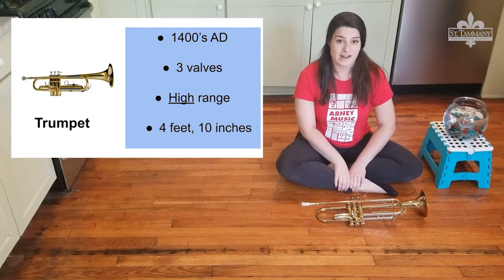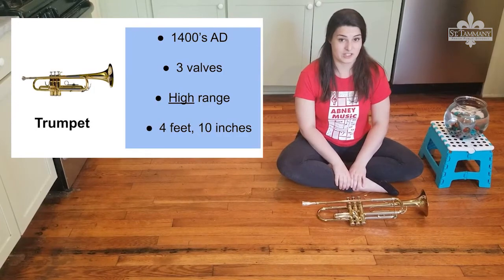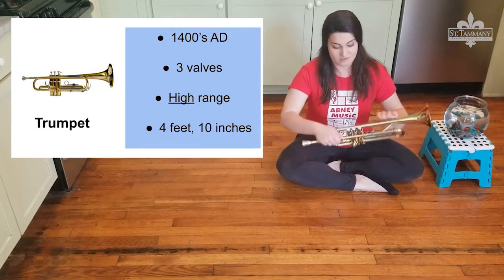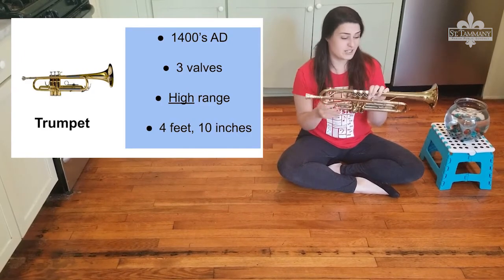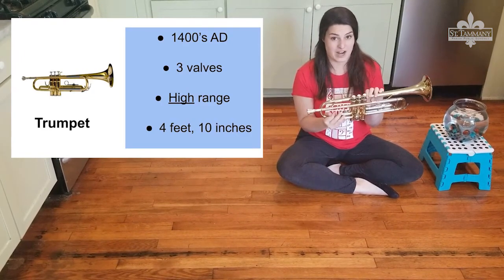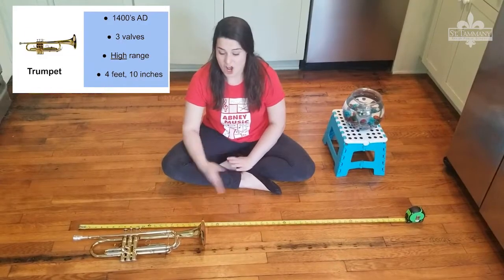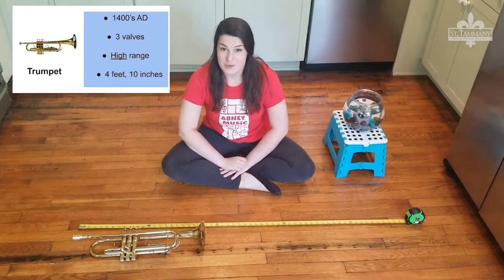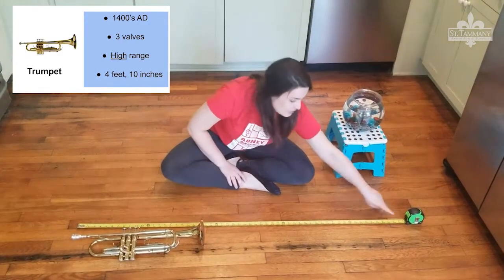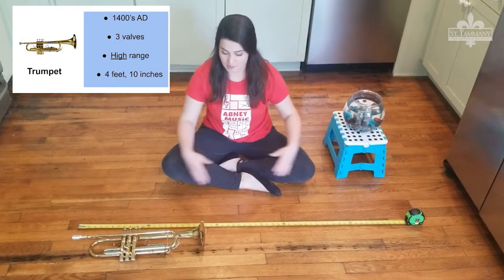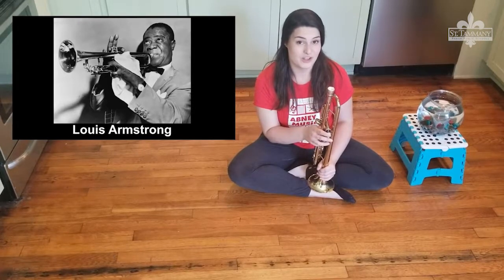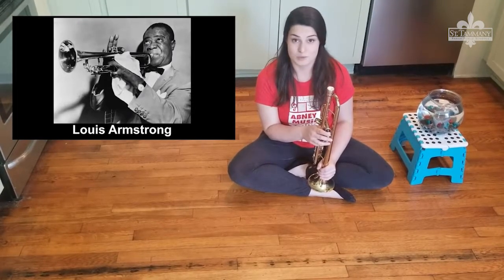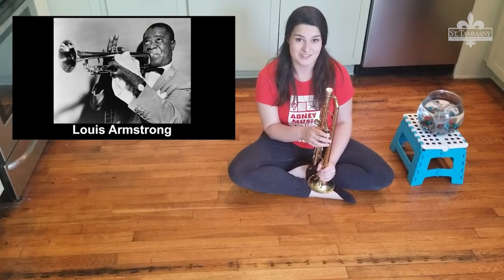The trumpet was created about 600 years ago in the 1400s with the invention of valves. The trumpet has three valves and is pretty small, so it has a very high range. If I were to unbend my trumpet, it would have 4 feet and 10 inches of tubing altogether, about this long. One of the most famous trumpet players ever was Louis Armstrong, the King of Jazz, who was born and raised right next to us in New Orleans.